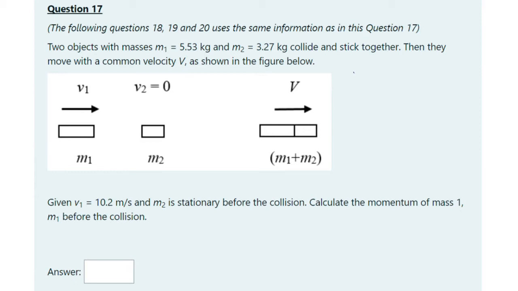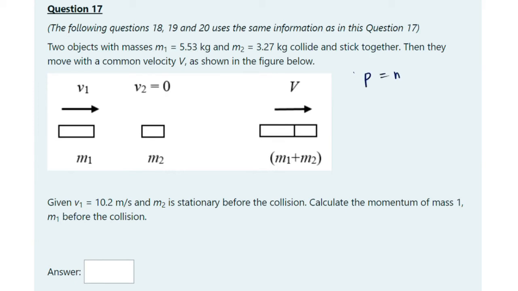So if we take a look at this figure, we can see that m1 is moving and approaching m2. So this is the diagram just before the collision. After the collision, m1 and m2 are moving together with this final velocity of v. So to answer this question, which is to calculate momentum of mass 1, we're going to be using this formula.